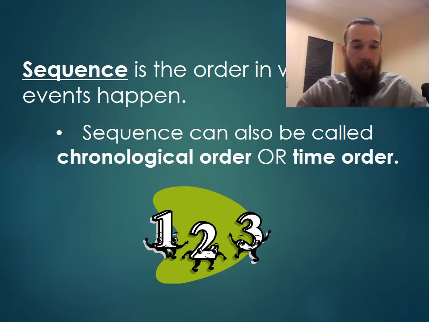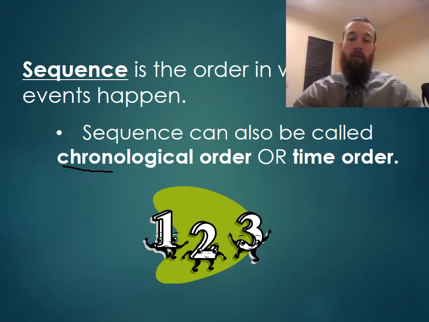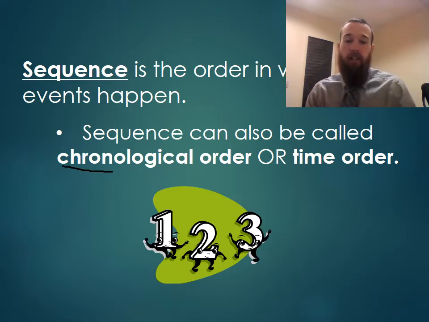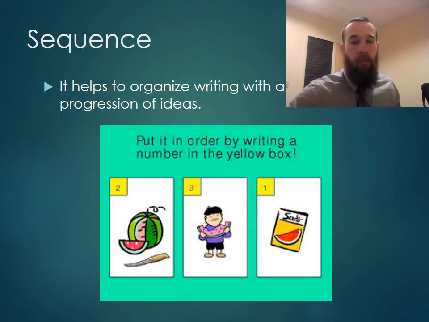This word chronological has two parts. Chrono, that first part, chron means time. So if something is in sequence, it's in chronological or time order, so it happens the way you think it would. So I wake up in the morning, I eat lunch in the afternoon, I eat dinner at night. Those things all happen in order. I wouldn't want to be eating dinner in the morning. That would be out of sequence, out of time order.